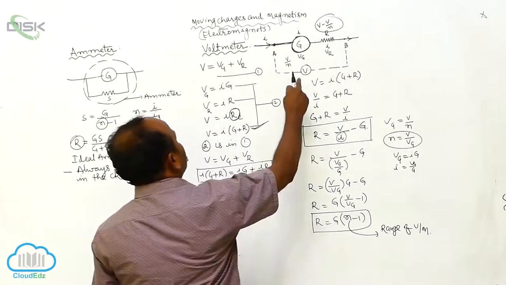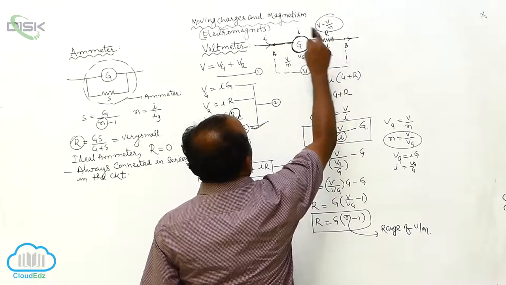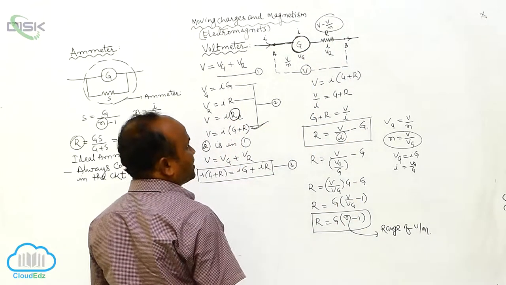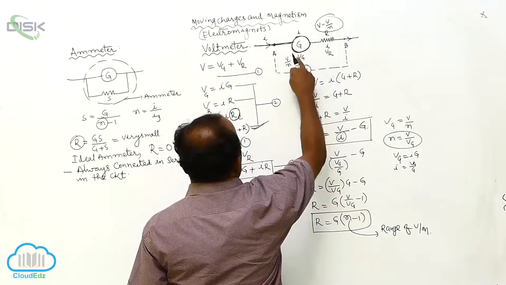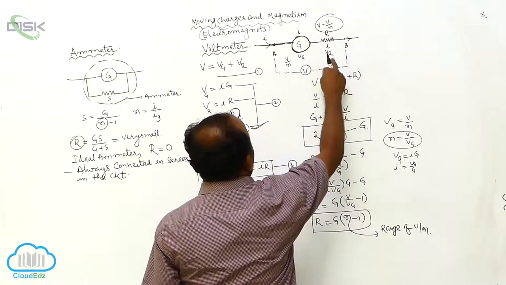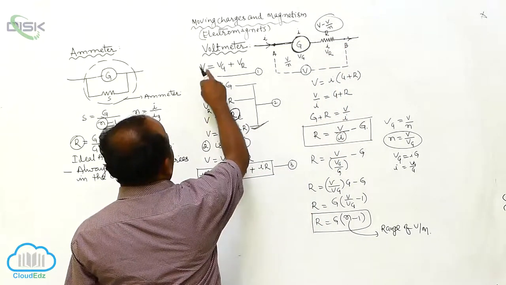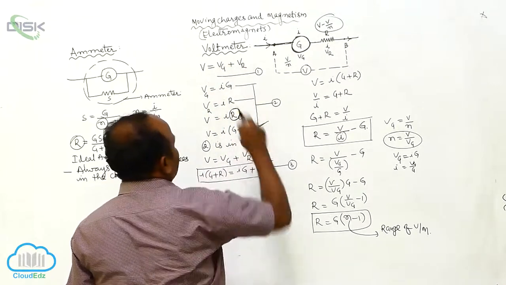Next one, the potential is distributed among the galvanometer and the external resistance R. Therefore, the potential difference across the galvanometer is Vg, and the potential difference across the resistance is Vr. Therefore, V is equal to Vg plus Vr.